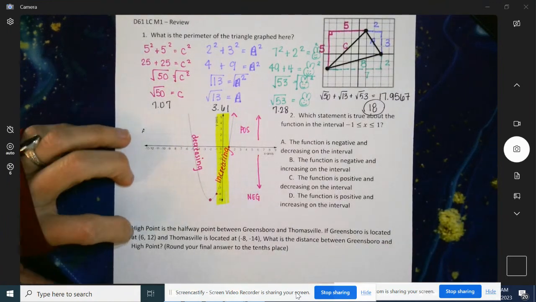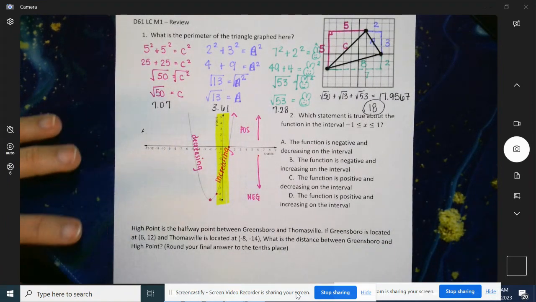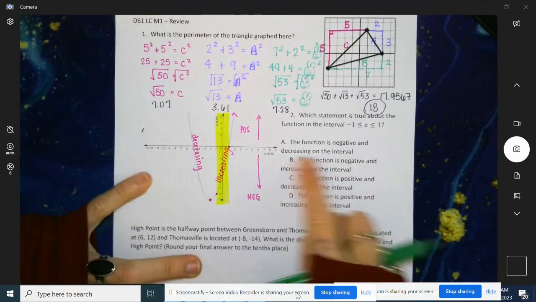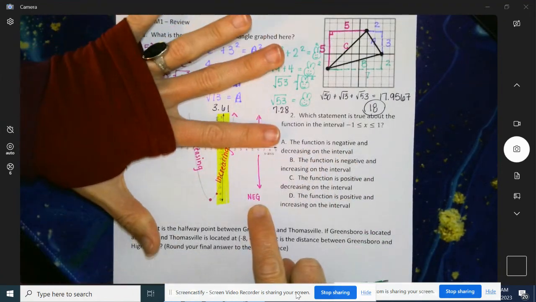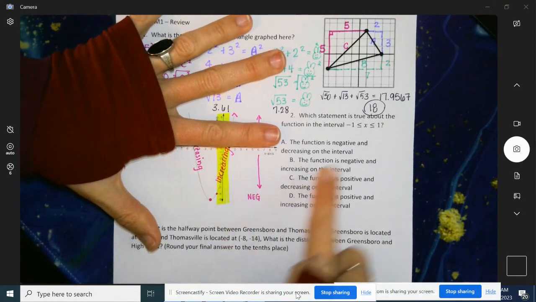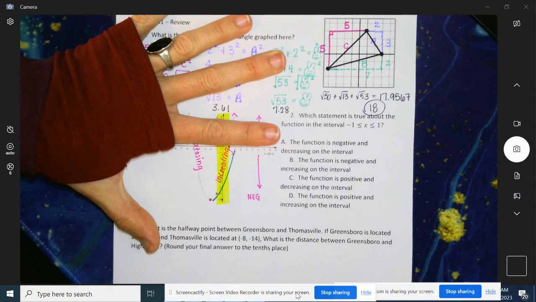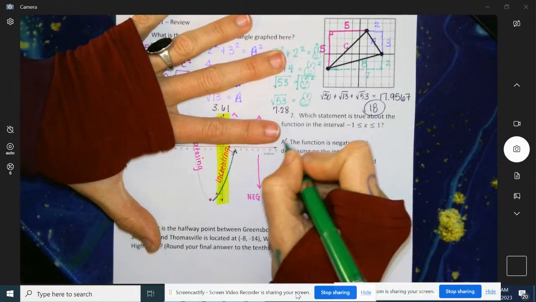You just gotta plan it in your brain. Thank you for all those yeses in the chat box. I love that. Okay, so function is negative and decreasing. It is negative, in the bottom half, but it's not decreasing because we're looking at this chunk right here. That's definitely increasing, so it's not that one.